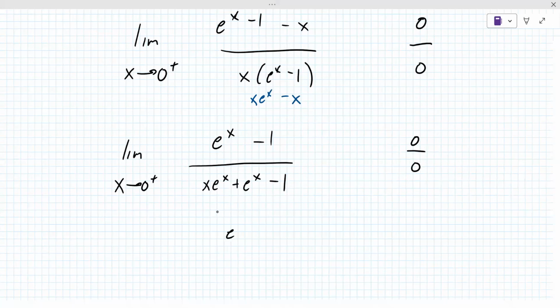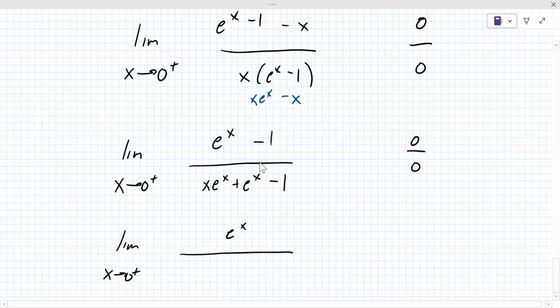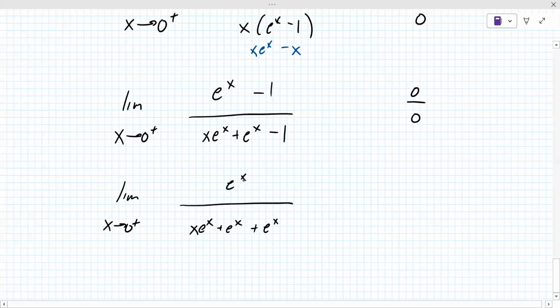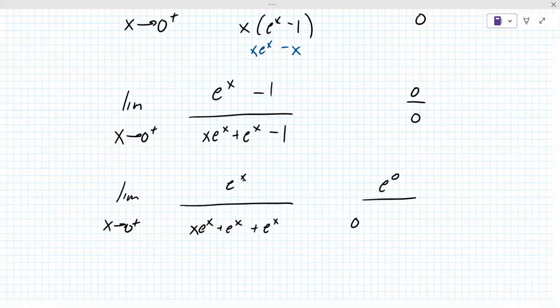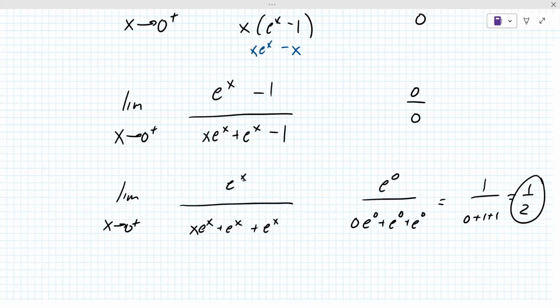So you've got to take another derivative: e to the x over the derivative of x e to the x, which is x e to the x plus e to the x plus e to the x. And finally, when you put 0 in, you get e to the 0 over 0 times e to the 0 plus e to the 0 plus e to the 0, which is 1 over 0 plus 1 plus 1, which is 1/2.